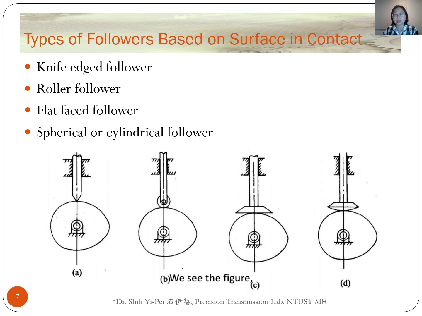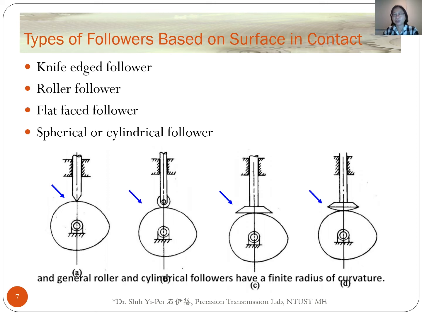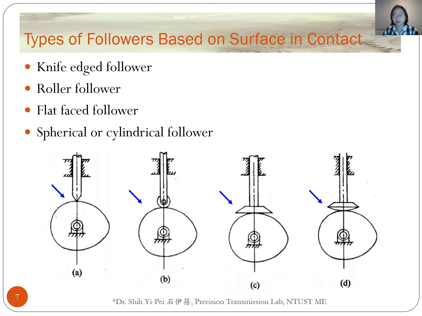Within the figure, the knife edge has a radius of curvature that is 0. The flat face has a radius of curvature that is infinite. And the general roller and the cylindrical furrows have a finite radius of curvature. Considering contact stress and wear happen between two surfaces, rollers are the best choice for furrows.